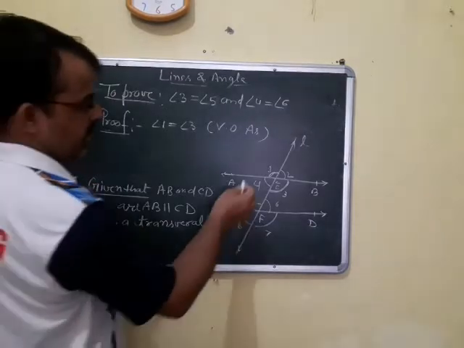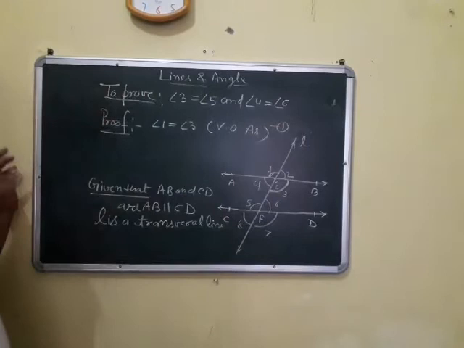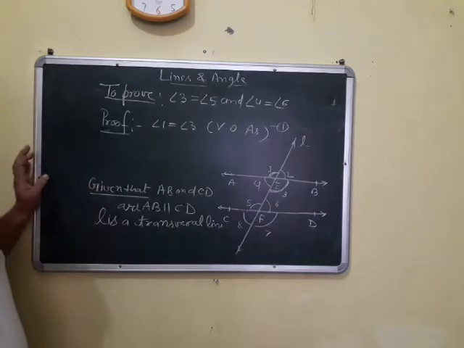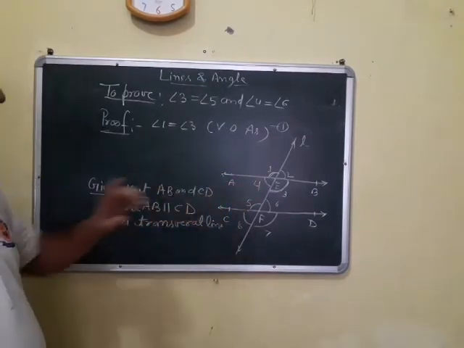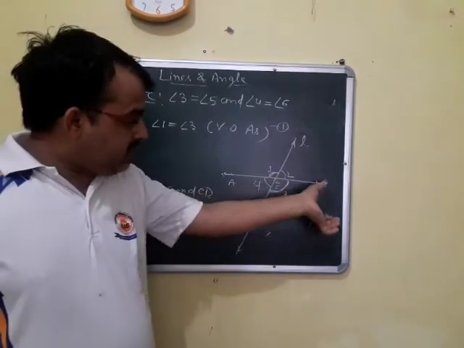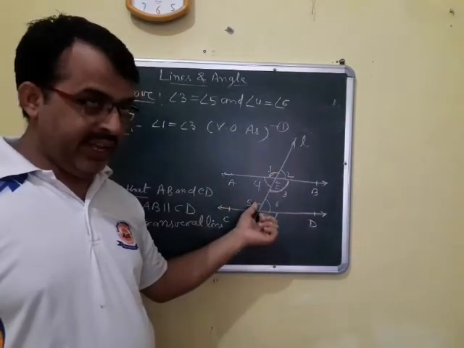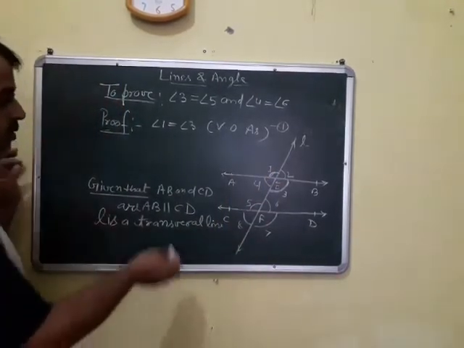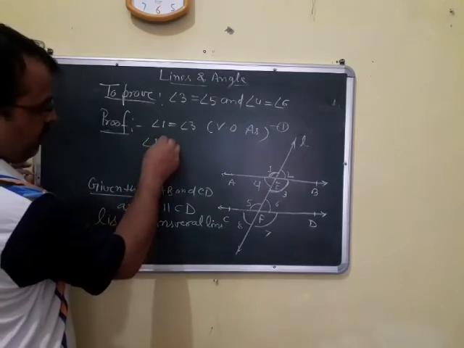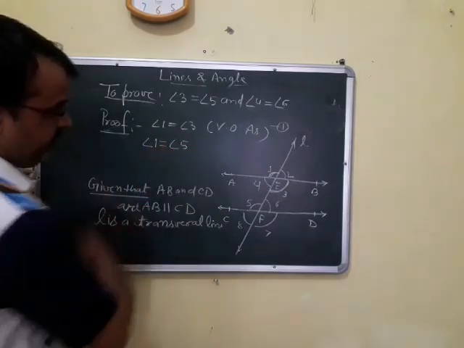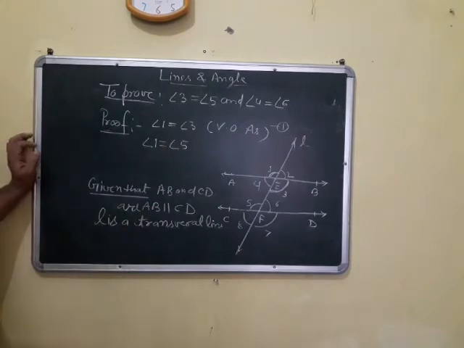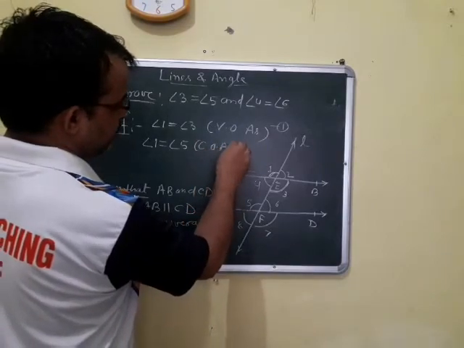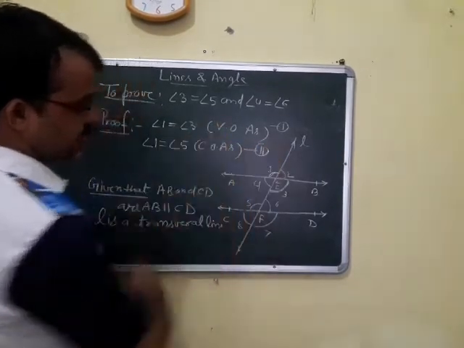Let this one be equation first. And what is the relation between angle 1 and 5? Angle 1 and 5. So these are the parallel lines. So angle 1 and angle 5 are corresponding angles. So angle 1 and angle 5 are also equal. Now look here. Angle 1 is equal to angle 5. Why? These are the corresponding angles. This one is equation second.